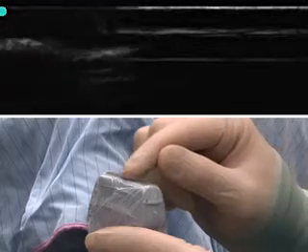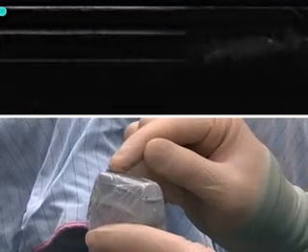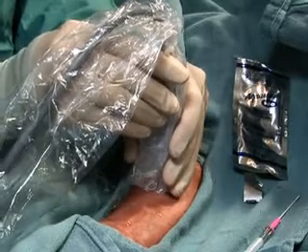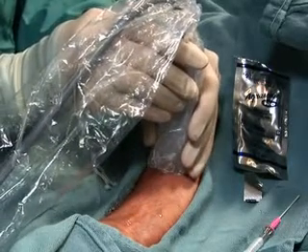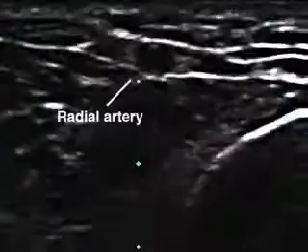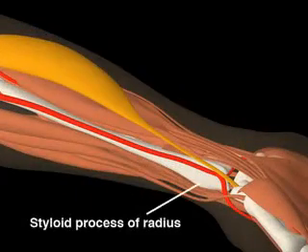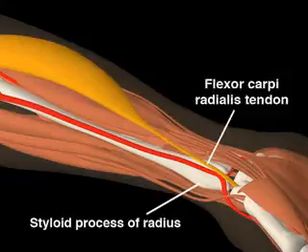Make sure that the left part of the ultrasound probe corresponds to the left side of the ultrasound screen. Starting at the wrist, scan the lateral aspect of the forearm in the transverse orientation and identify the radial artery and associated veins, which will be located between the styloid process of the radius and the flexor carpi radialis tendon.